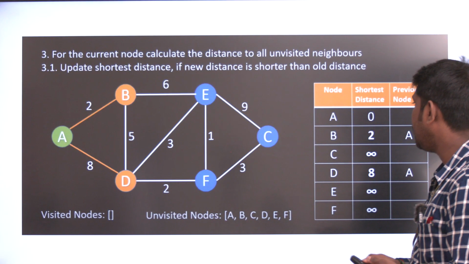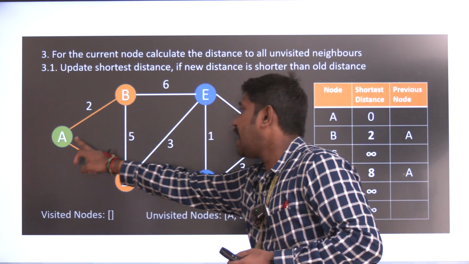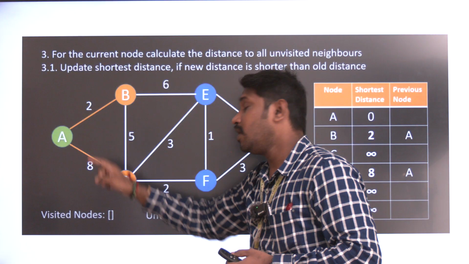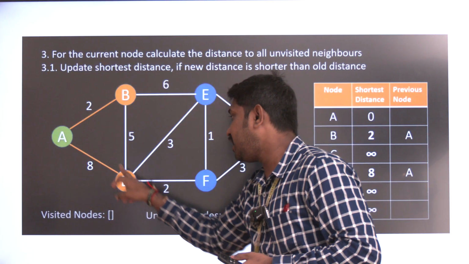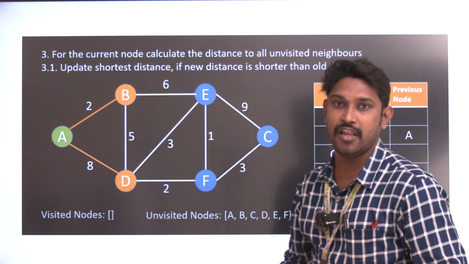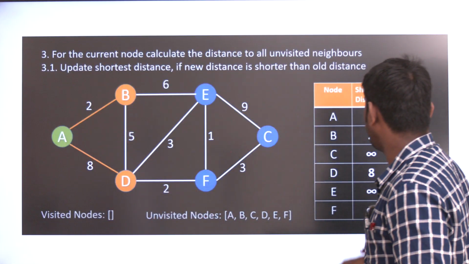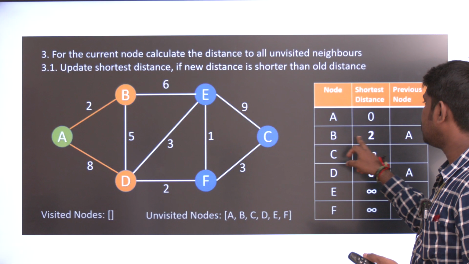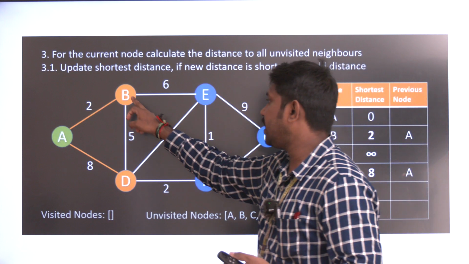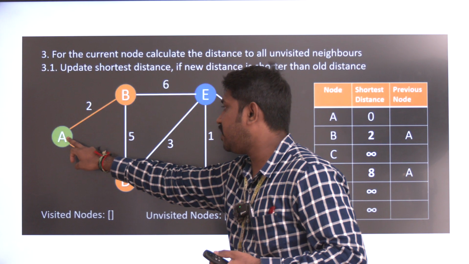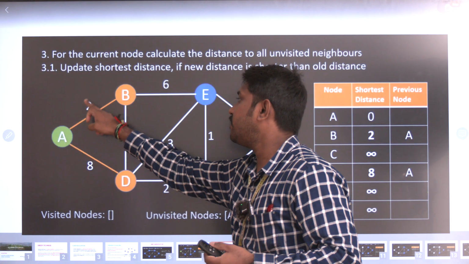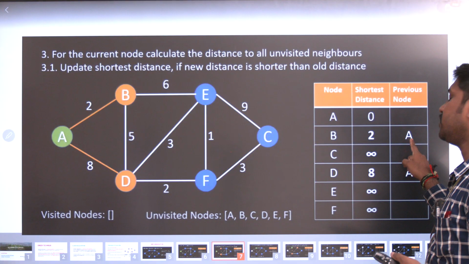Now you can see A to B and A to D. A to B is the shortest path because the value is 2. The other path, as I already told you, is A to D and D to B, so the value will be 13. Among 13 and 2, which is the least value? 2. So this is the shortest path. From A to B, the weight will be 2, and the previous node will be A, because B is the destination node and its previous node is A. So the value is 2 and the previous node is A.